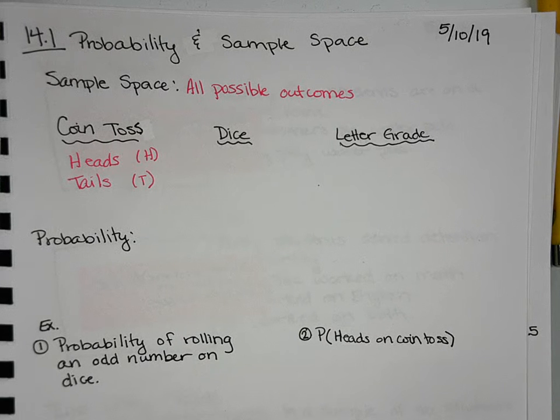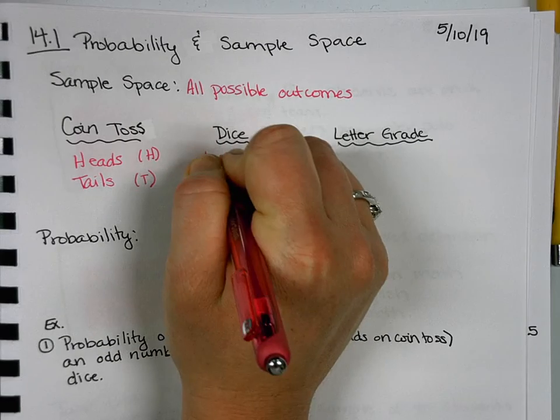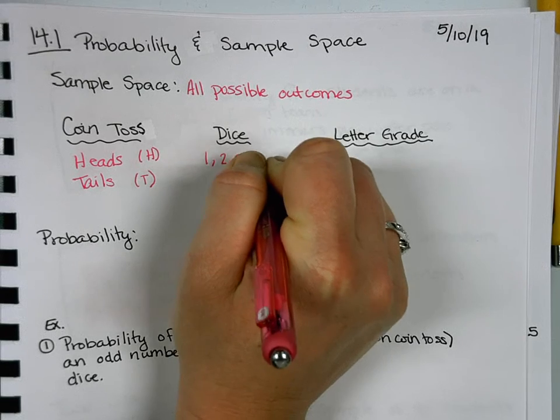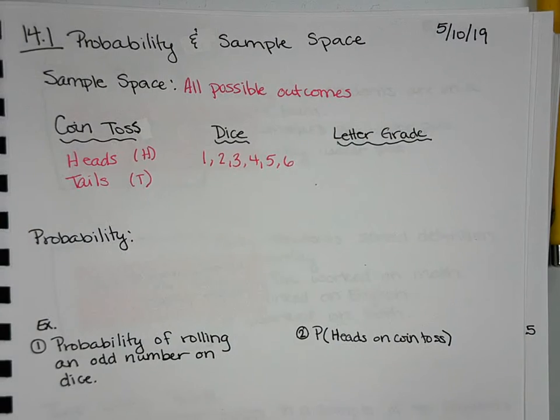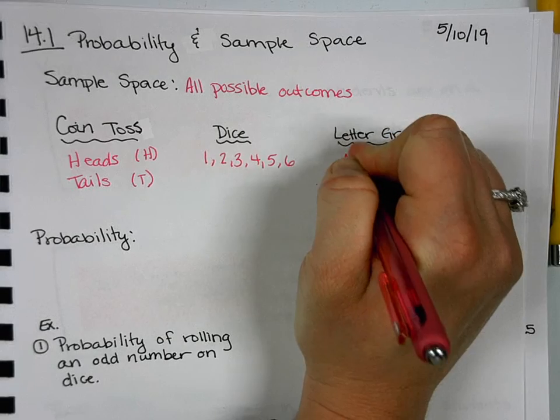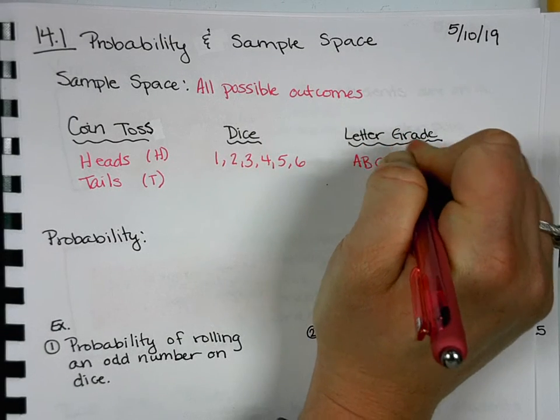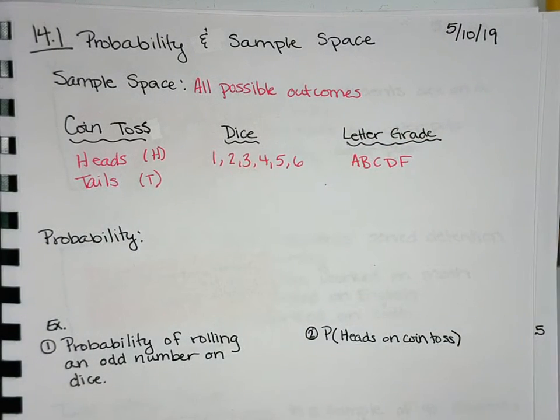What about a dice? What are all the possible things you can get out of rolling a dice? 1, 2, 3, 4, 5, and 6. There's your sample space. What about a letter grade? A, B, C, D, and F. There's your sample space.